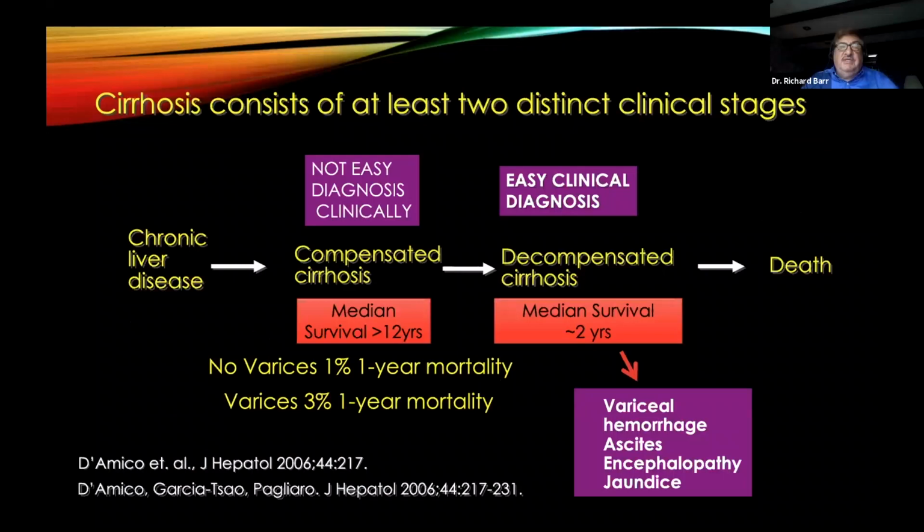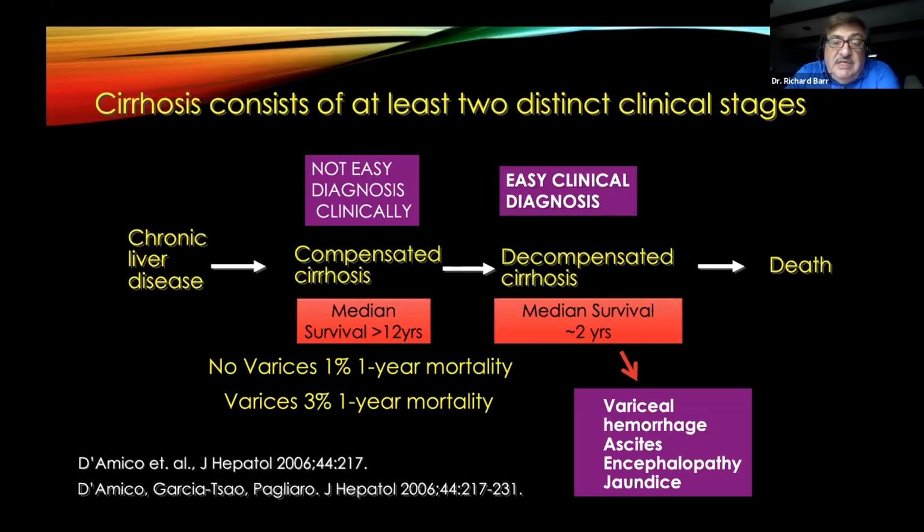So cirrhosis consists of at least two distinct stages. We have our chronic liver disease that has progressing fibrosis, and then we reach compensated cirrhosis, then decompensated cirrhosis. Decompensated cirrhosis is a very easy clinical diagnosis. These are the patients that present with variceal hemorrhage, ascites, encephalopathy, and jaundice. Their mean survival is approximately 2 years. Compensated cirrhosis is not an easy diagnosis clinically. These patients do not present with all the complications that we see with decompensated cirrhosis, and their mean survival is greater than 12 years.